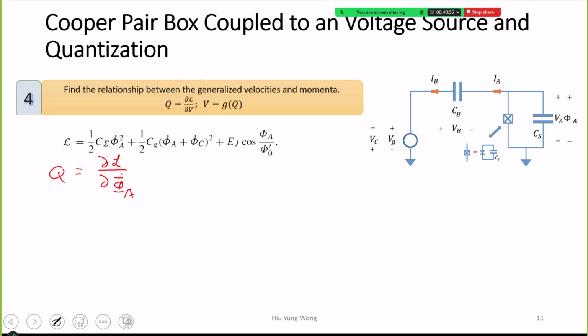So by looking at this equation, of course, with phi A dot, the first term is C sum phi A dot. Second term is CG times phi A dot plus phi C dot. And how about the last term? When you take the partial derivative with respect to phi A dot, what is the last term?